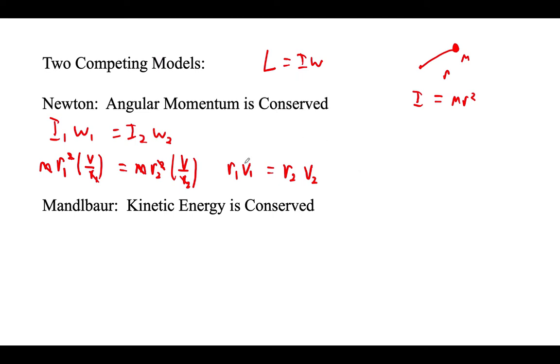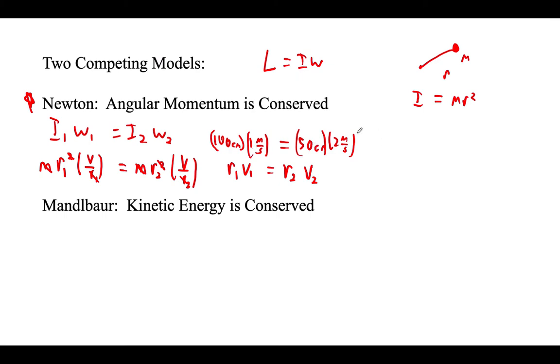So what this means is, let's say we start with 100 centimeters, going 1 meter per second. If we pull it into a distance of 50 centimeters, the velocity would have to be 2 meters per second. So what this model states is that as you pull it in, the velocity increases. If you cut that distance in half, you double the velocity. If you pull it to 10 centimeters, then it would go 10 meters per second.